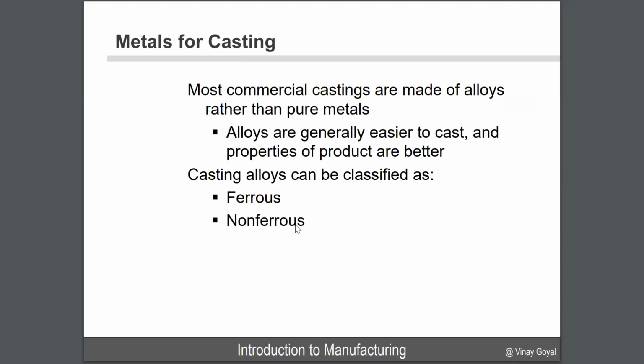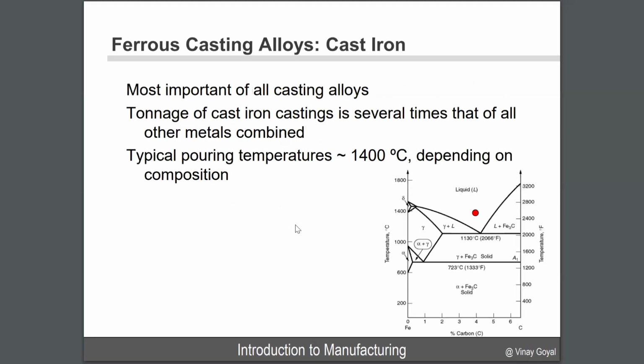So metals for casting, most commercial castings are made of alloys rather than pure metals. Very rarely are you going to use castings for gold and things like that. It is used for gold and things like that, but the majority of commercial castings is for alloys, not for silver or copper. Cast alloys can be classified as ferrous and non-ferrous. We talked about it before. Sorry if I'm a little bit repetitive. Most important of all casting alloys tends to be cast iron because of the high temperatures that we can achieve there. That tends to be very good for casting.